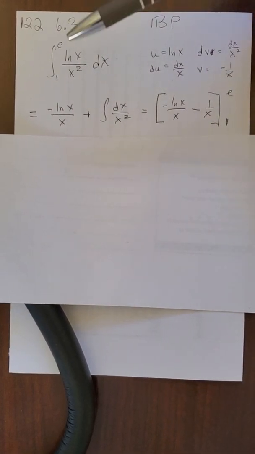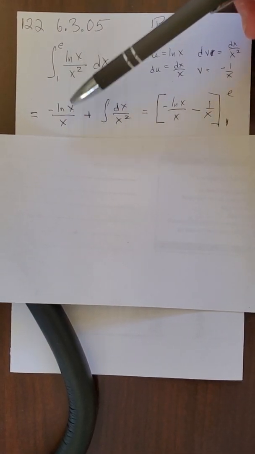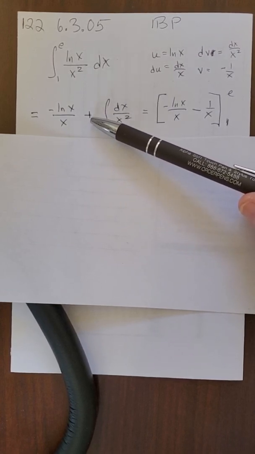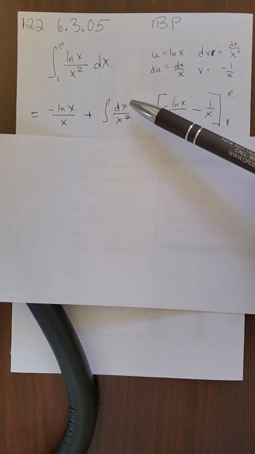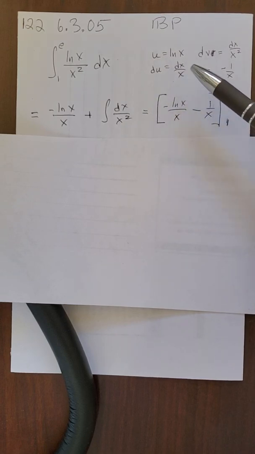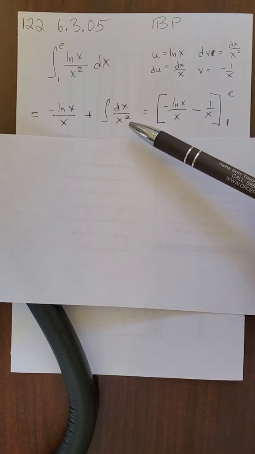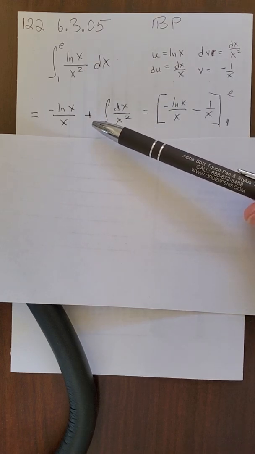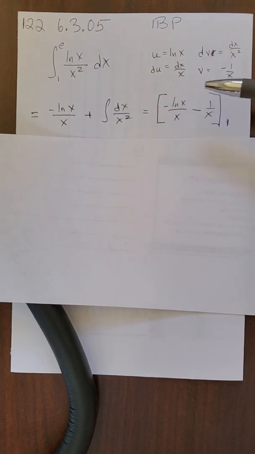And now uv winds up being negative ln x over x minus the integral of v du. There's a double negative, that's why that became a plus, and that's just dx over x squared. Why x squared? Because taking that x times that x gives me the x squared, and that negative is what's going to make the double negative. So this gives us negative ln x over x minus 1 over x evaluated between 1 and e.